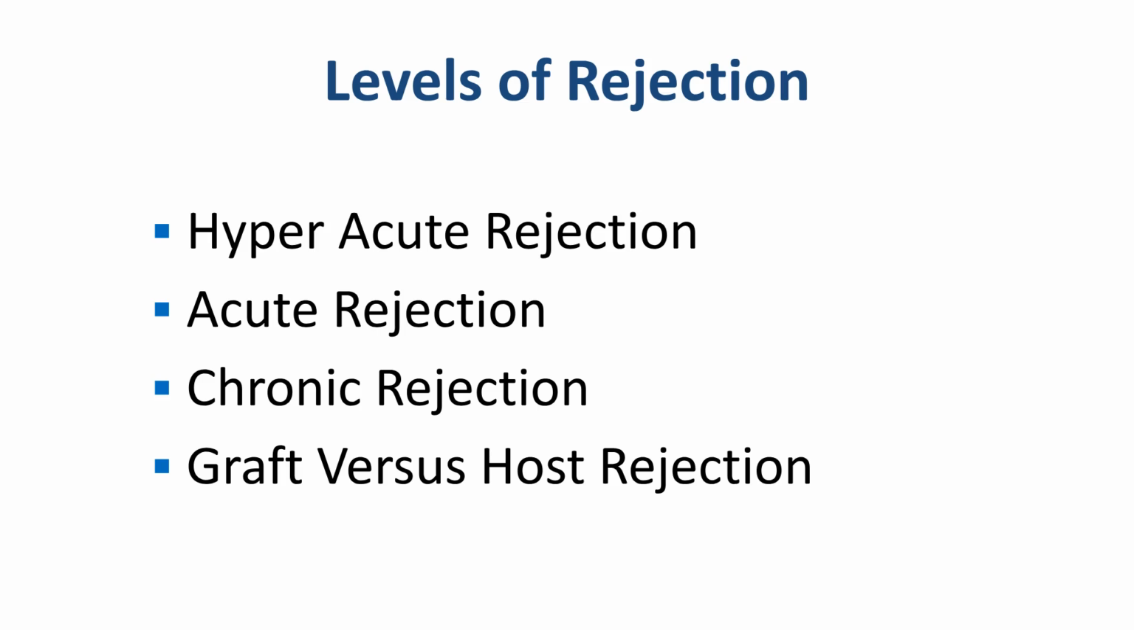Hyperacute rejection occurs within minutes to hours of transplantation. Acute rejection occurs between 7 and 21 days after transplant, though it can occur months later if immunosuppression is inadequate. Chronic rejection develops over months to years. It's characterized by slow, progressive organ failure from both cellular and antibody-mediated mechanisms. Graft versus host rejection is unique to transplants containing immunocompetent cells, primarily bone marrow transplants.